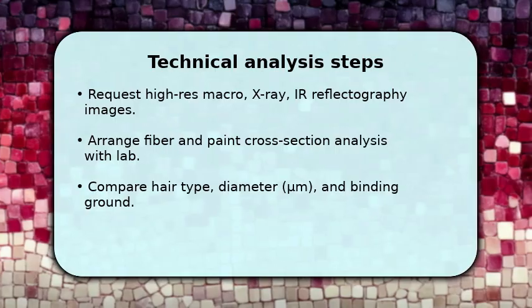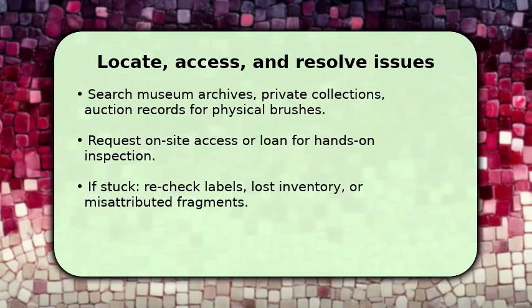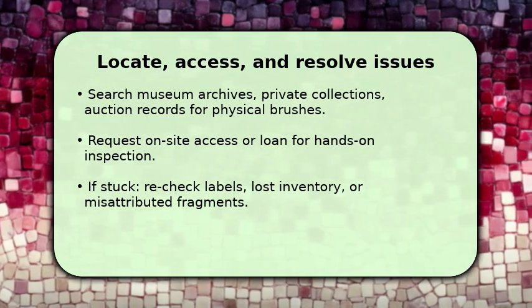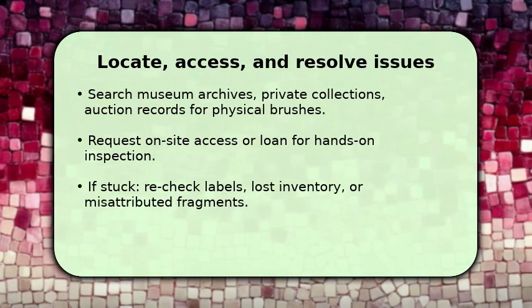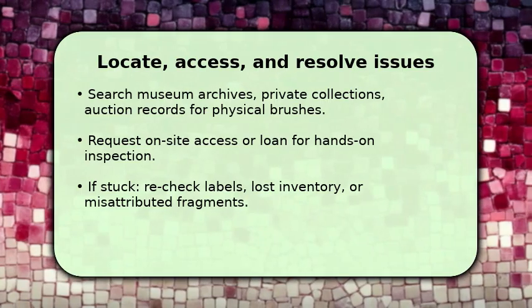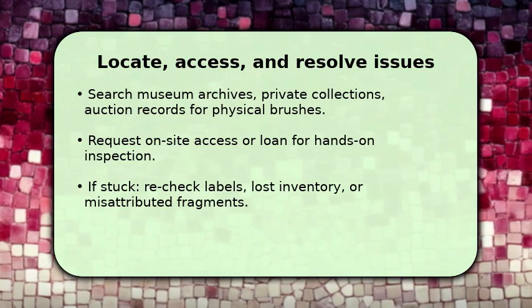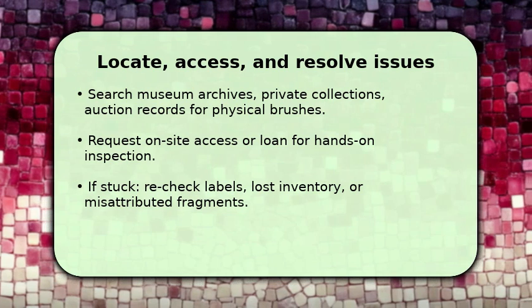You finish by turning leads into physical access. Search archive inventories and auction records for any listed brushes or tool fragments tied to Vermeer Studios, then formally request on-site inspection or loans through curatorial channels. Once granted access, verify measurements and hair samples against your lab data and document provenance gaps.